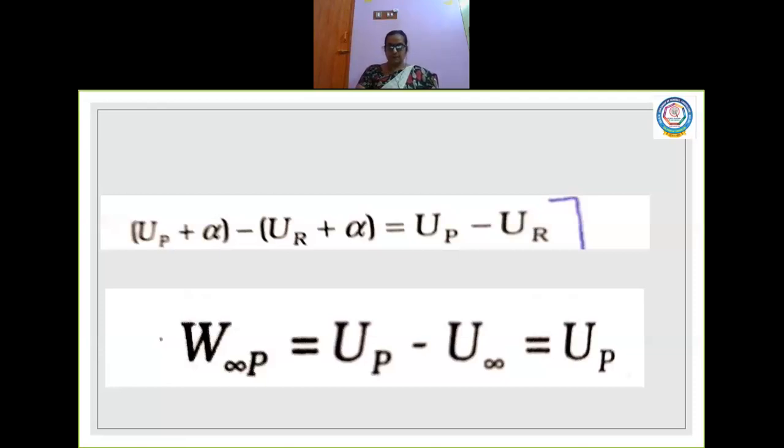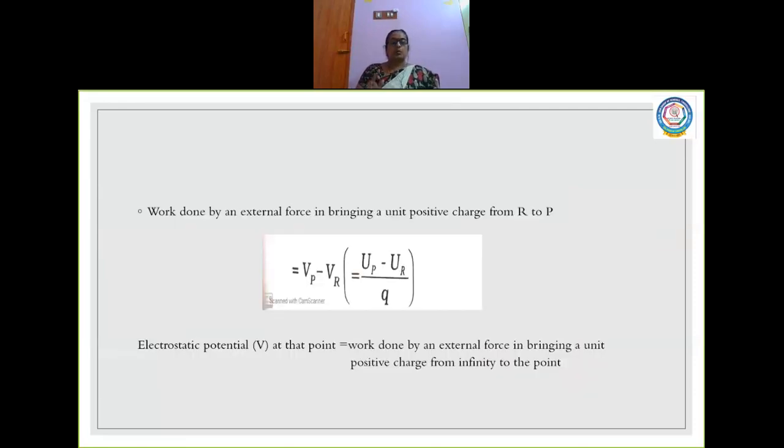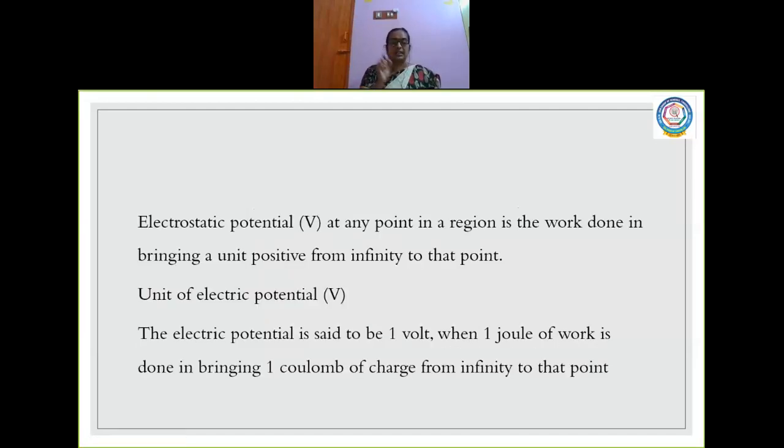Work done per unit charge is nothing but the characteristic of the electric field associated with the charge configuration. So I can write this: the work done by an external force in bringing a unit positive charge from R to P is Vp minus Vr, which is equal to the work done per unit charge, Up minus Ur by Q. So what is electrostatic potential at that point? I am going to bring a charge from infinity to a particular point. The work done by an external force in bringing a unit positive charge from infinity to the point is what you call electrostatic potential.